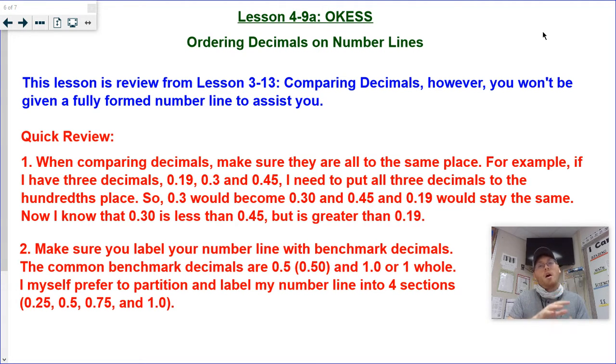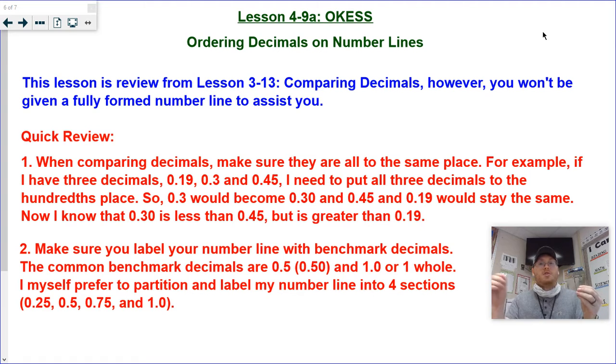Also, for number 2, make sure that you label your number line with benchmark decimals. Now, we haven't really talked about benchmark decimals too much. However, it's no different than benchmark fractions. The most common benchmark decimals that you could use are 0.5 or half, 0.50, and also 1 whole. Most of the time, if there's a 1 there, I just like to put 1 whole or 1.0, especially if I'm dealing with decimals, just to know that is like a dollar. That is my total right there.